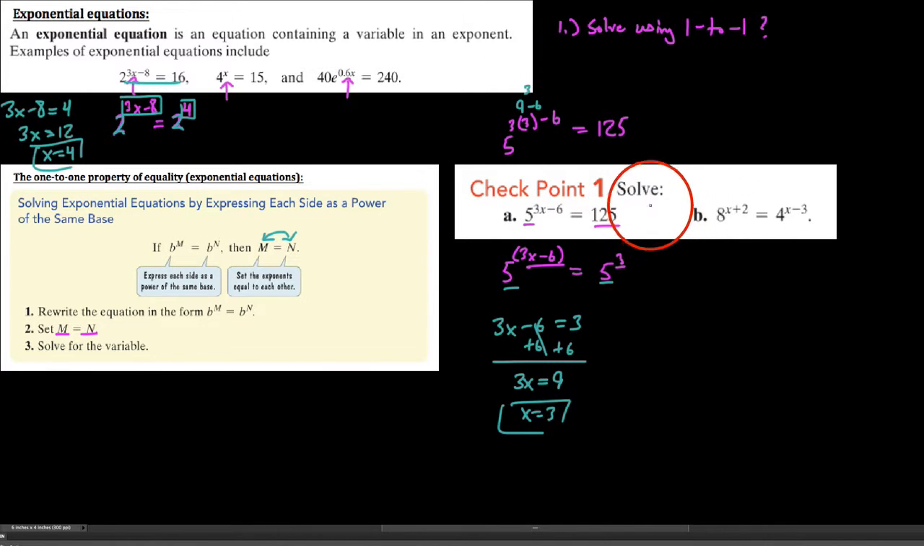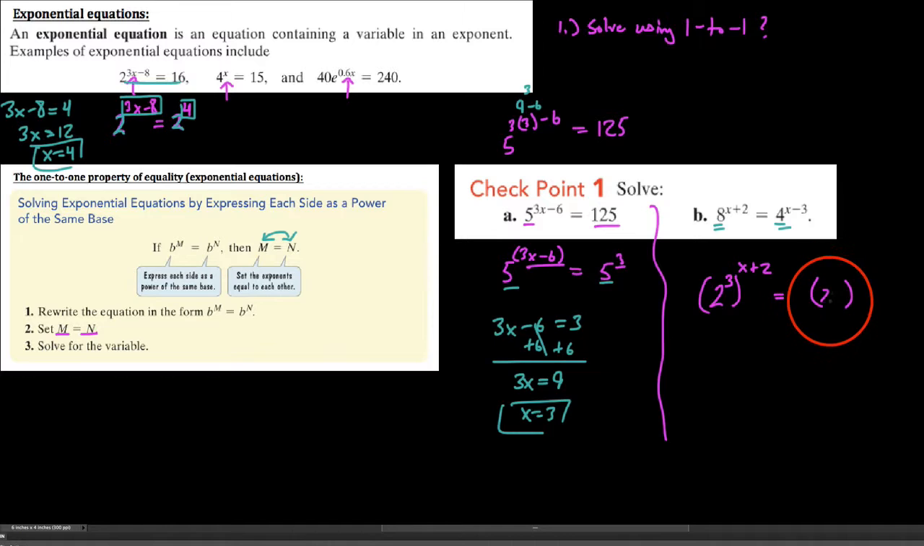So now, looking at letter B, just like in letter A, we're going to have to rewrite this so that they have the same bases, but the thing here is this: 8 is not a power of 4, and 4 is not a power of 8. But I recognize that both of these are powers of 2. So what I end up with is a situation where I'd say, well, 8 is really 2 cubed, and so I'm going to write 8, which is 2 cubed, to the x plus 2. And I'm going to write this here as 2 squared on the inside to the x minus 3.